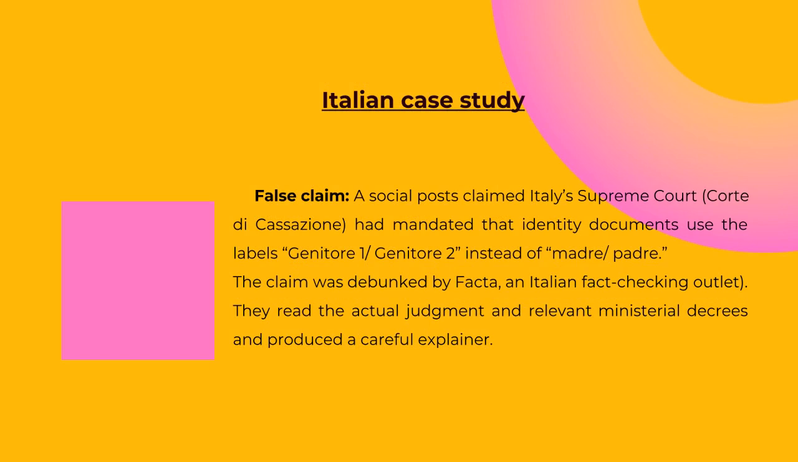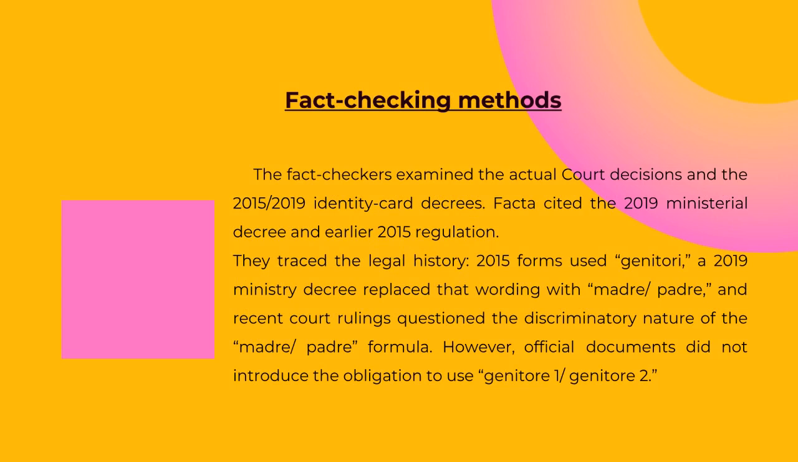The case study from Italy is about a social post that claimed Italy's Supreme Court, Corte di Cassazione, had mandated that identity documents use the labels Genitore 1, Genitore 2 instead of Madre, Padre. The claim was debunked by Facta, an Italian fact-checking outlet. The fact-checkers examined the actual court decisions and the 2015/2019 identity card decrees. Pause the video and see how they proceeded.